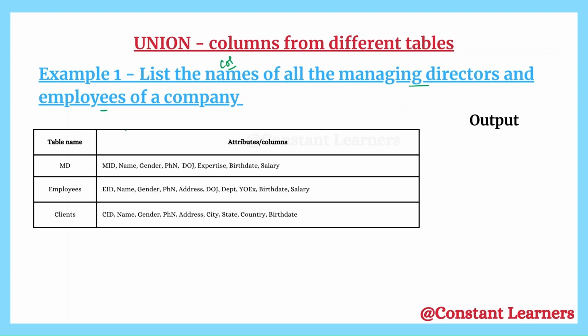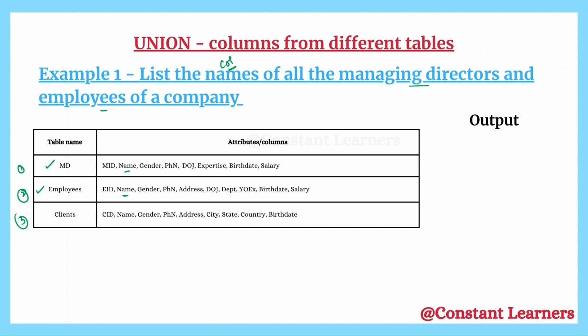Now, this company's database has 3 tables. Table 1 is this one of all the managing directors. Table 2 is employees. Table 3 is clients. Now, who do we need? We need the managing directors and we need the employees' names, right? So, we need this column from this table and this column from this table. All right. Now, what do we need as the output? We need the names column.